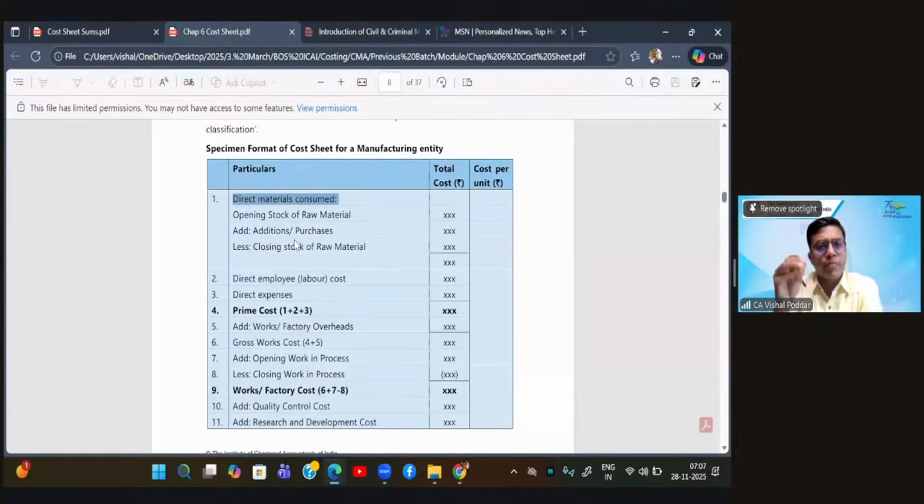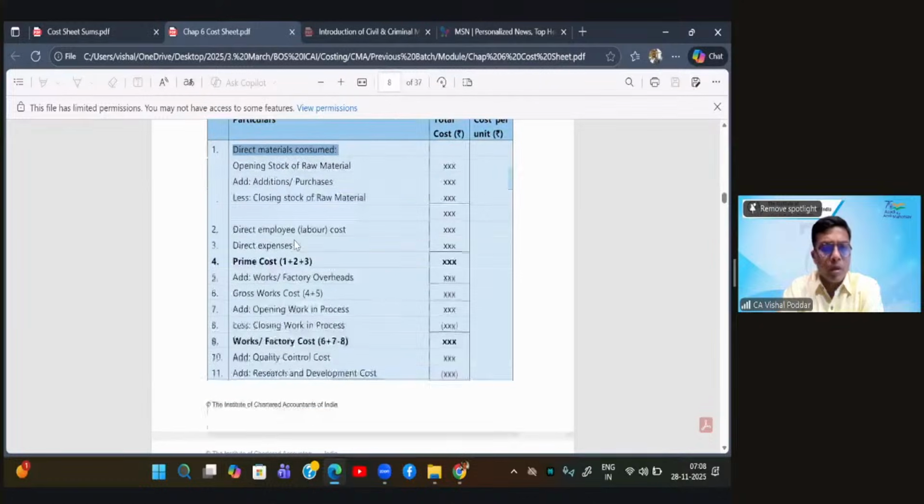So first is what raw material is consumed in this final product. To that we add the labor cost. We call it the direct labor cost, also the manufacturing wages, also the direct wages. This is the workforce engaged in the production activity directly. Well, say, sir, what will be indirect?